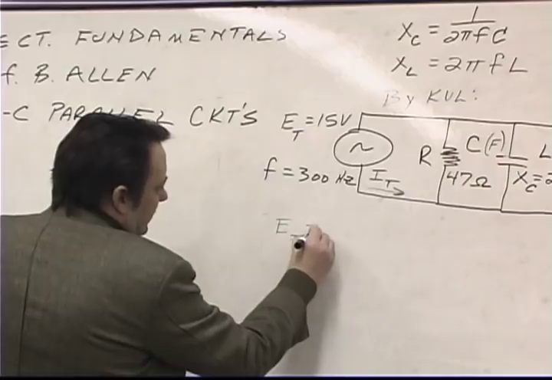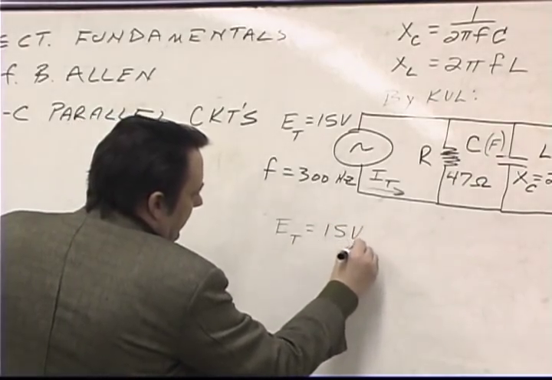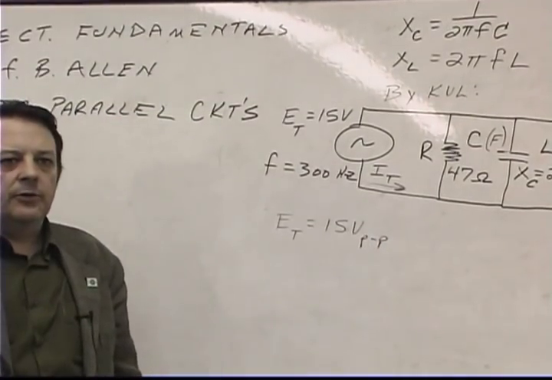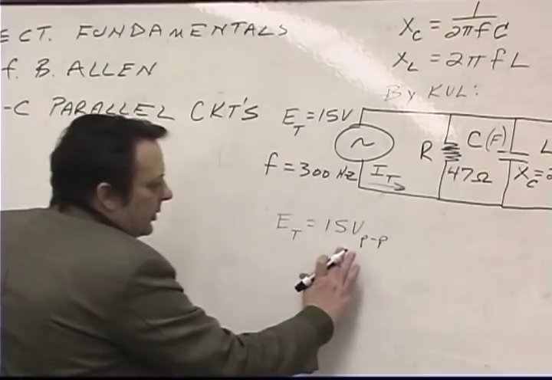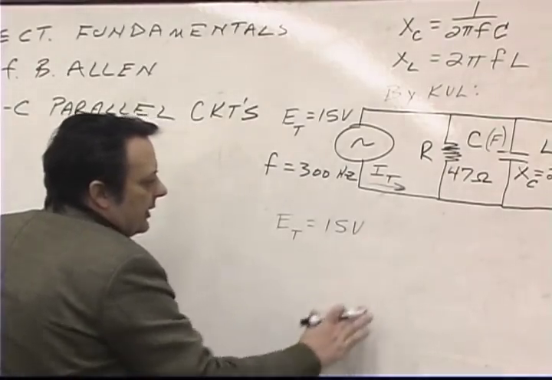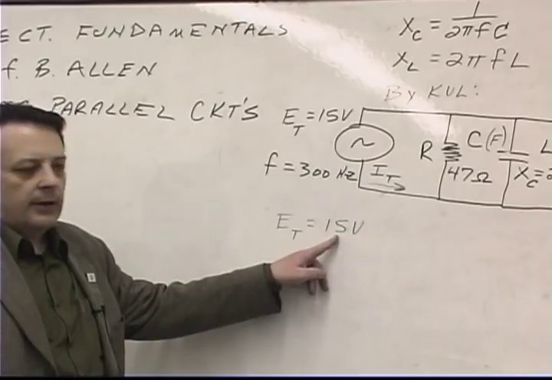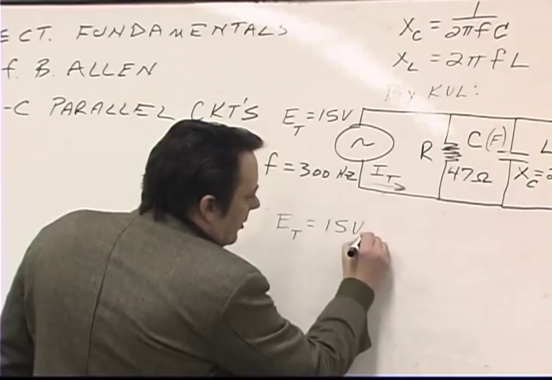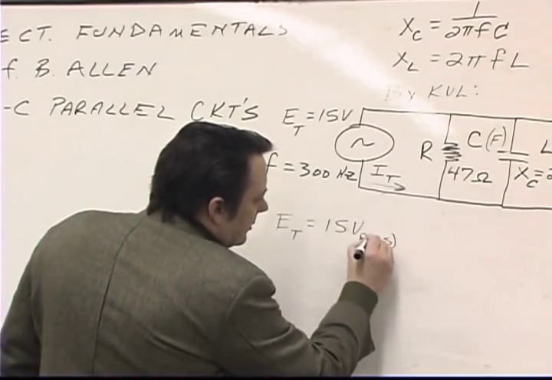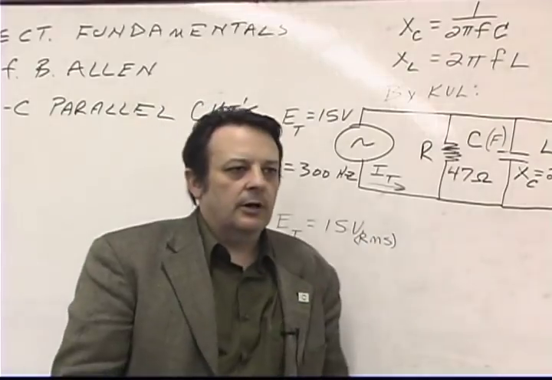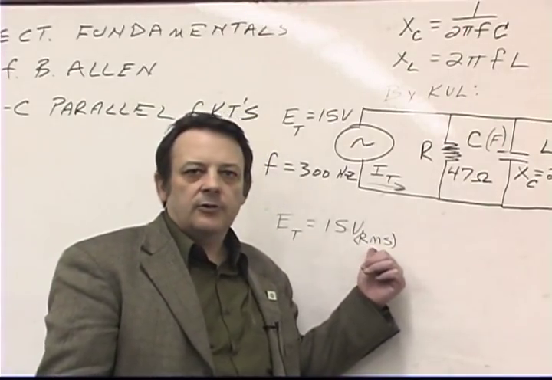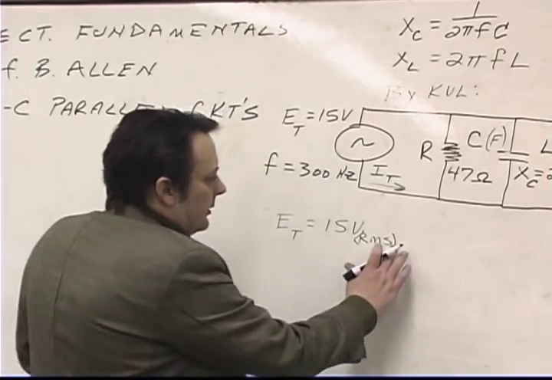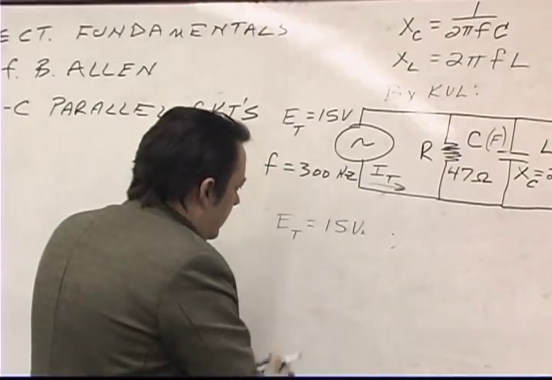So if it were a peak-to-peak voltage, it would look something like this. The total voltage is equal to 15 volts, and then there would be a little P dash P. And that would tell you that that was a peak-to-peak voltage, okay? If you take away the P to P, then the industry standard is that that's an RMS value, okay? If you wanted to, you could write in RMS, but it's just understood by definition that this is RMS, so we don't bother writing it in, okay? I just want everybody to be aware of that. So let me go ahead and erase that.